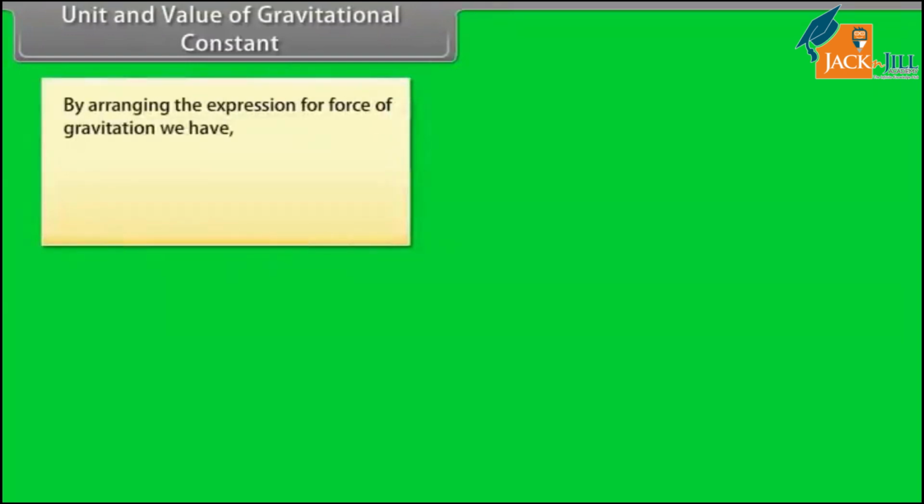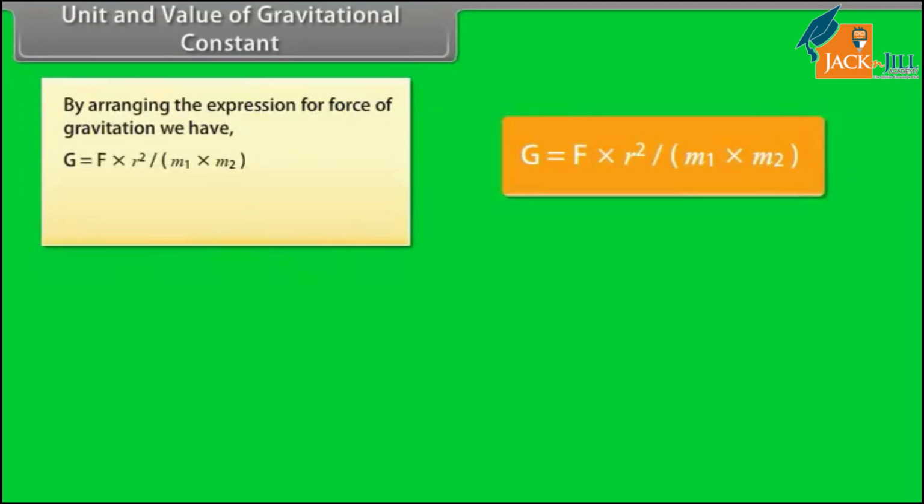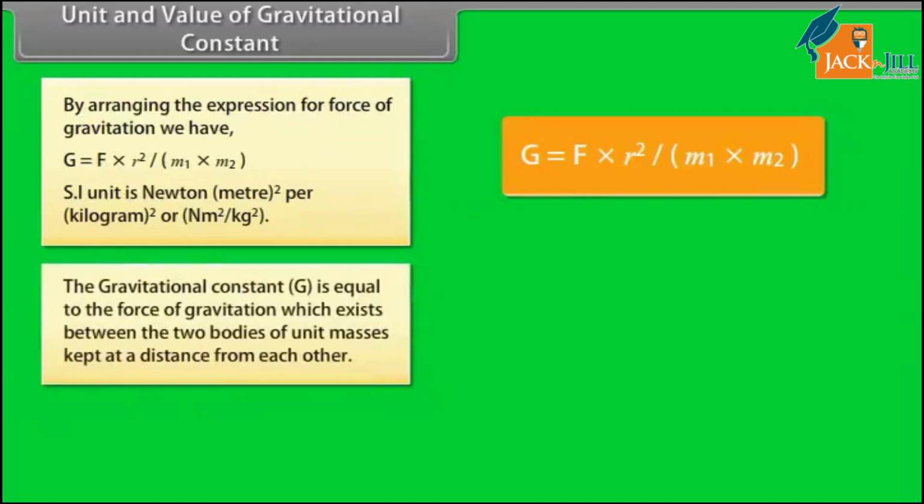Unit and value of the gravitational constant. By rearranging the expression for the force of gravitation, we have G equals F into r squared upon m1 into m2. The SI unit is newton meter squared per kilogram squared, or N m² per kg². The gravitational constant G is equal to the force of gravitation which exists between two bodies of unit masses kept at unit distance from each other.